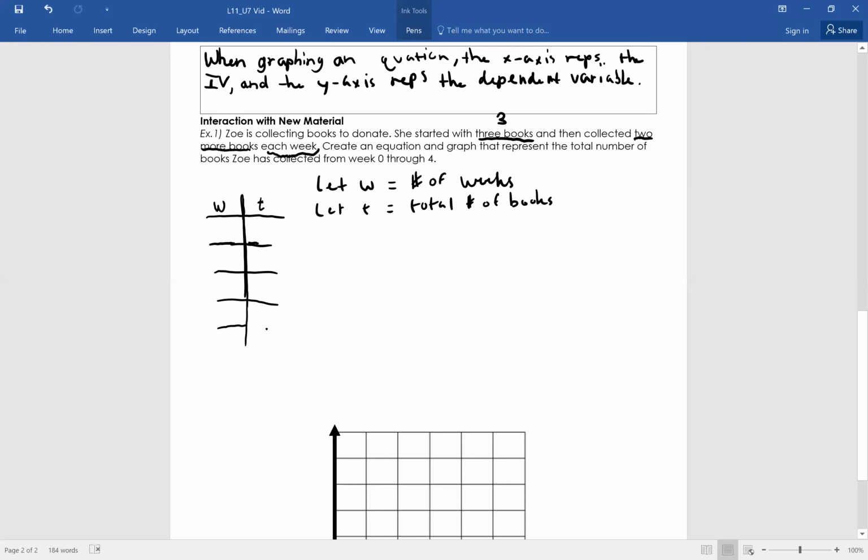Now, what value should I use? Oh, wait, they said from week 0 to week 4. So let's go ahead and input those. Week 0, week 1, 2, 3, and 4. So week 0, we're going to put a 3 for the total. Why am I putting a 3? Because she started with 3 books, which means if there are no weeks, she still has 3 books. Now, after 1 week, she has 5.